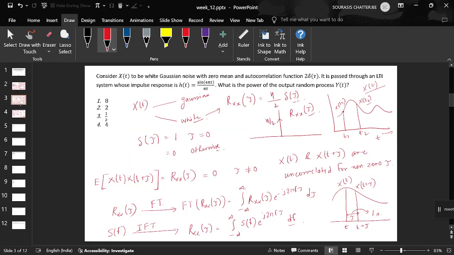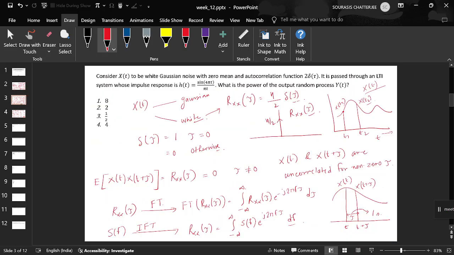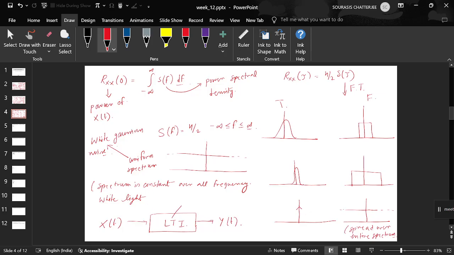Now next, what is being said? It has an autocorrelation function 2 delta(tau). Fine. And it is passed through an LTI system whose impulse response is this. So now I need to pass this x(t) through an LTI system, and I am going to obtain this y(t). To find the power of the output random process y(t), I need to find this distribution first, and the LTI system has the impulse response h(t).